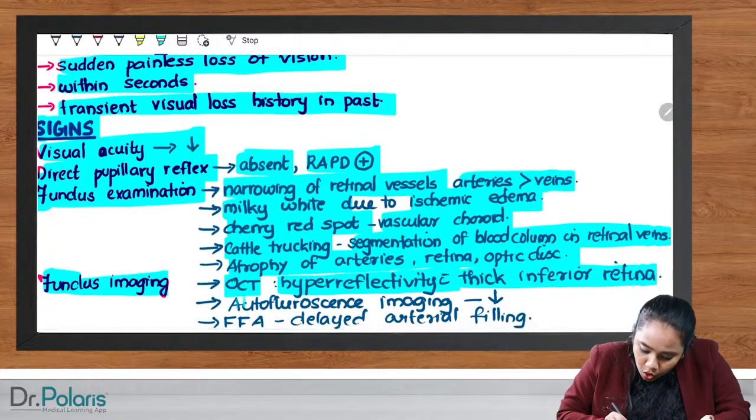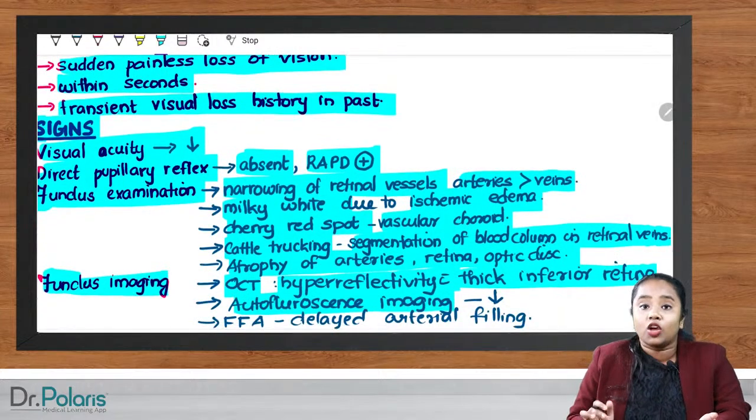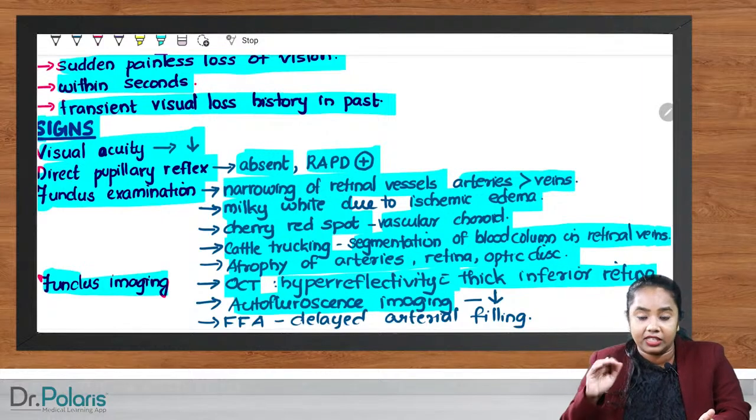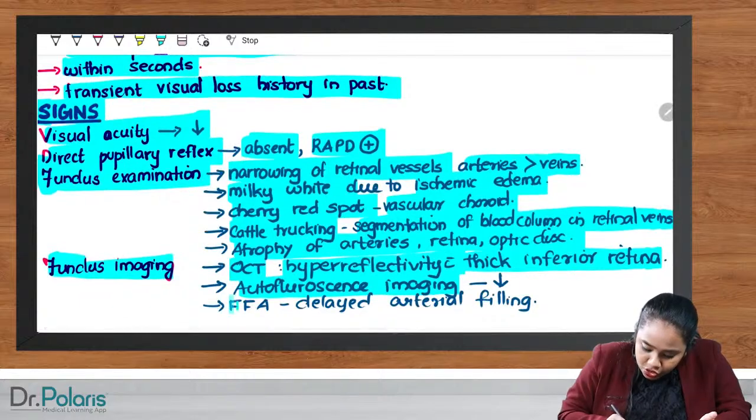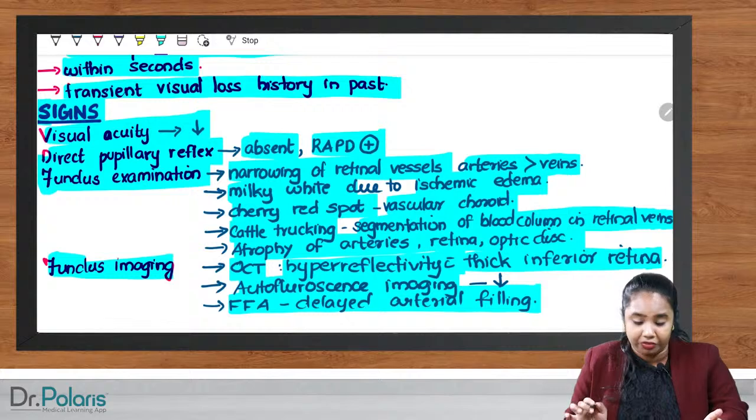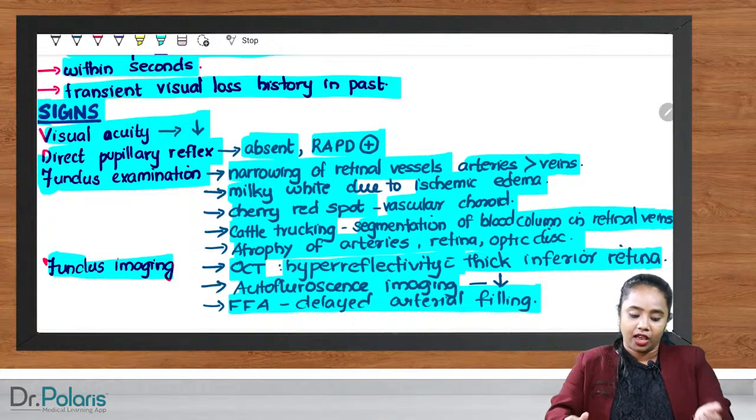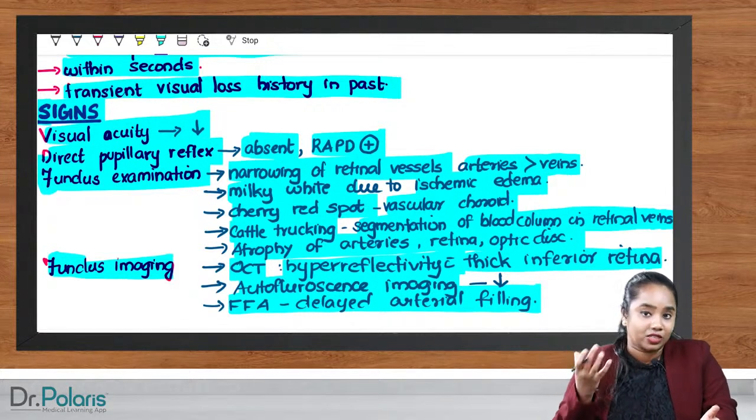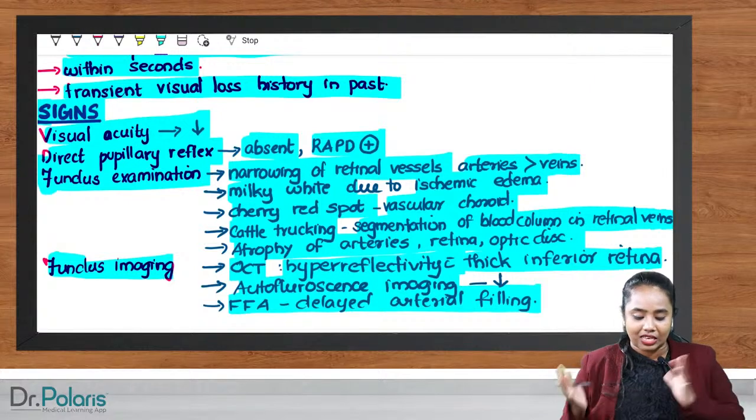Apart from that, you can look at autofluorescence imaging. In autofluorescence imaging, the retina will be seen as a diminished surface, and FFA will show delayed arterial filling. So, fundus fluorescein angiography will show delayed arterial filling. So, when you correlate it with central retinal artery occlusion, it is easy to understand.